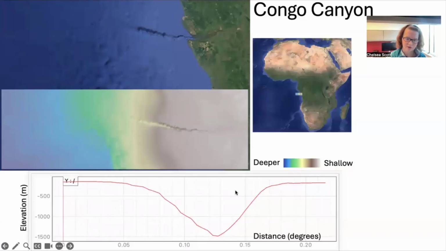We can see that the width of the canyon is about 0.1 degrees. And since we're near the equator, this is going to be approximately 10 kilometers.